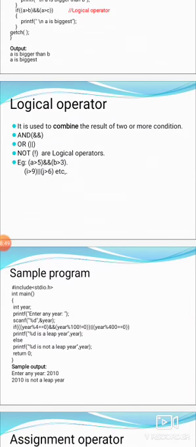Then the logical operator. The logical operator is used to combine the result of two or more conditions. Some of the logical operators used are and, the symbol is given, or, the symbol is given, not, the symbol is given. These are the logical operators. Example: a is greater than 5 and b is greater than 3. This is one example. And i is greater than 9 or j is greater than 6. These are examples of logical operators.